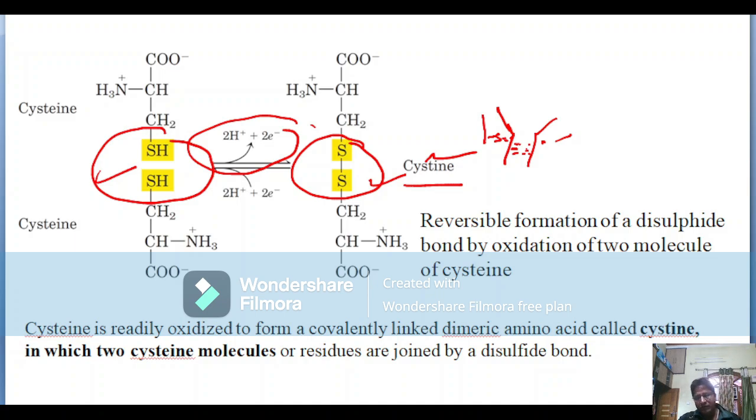So now we have discussed what amino acids are and how they are classified based on the R group, and specifically based on polarity. We have seen that amino acids can be classified into polar or non-polar. If they are non-polar, then they have either an aliphatic side chain or an aromatic side chain.